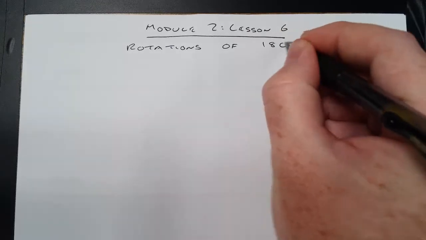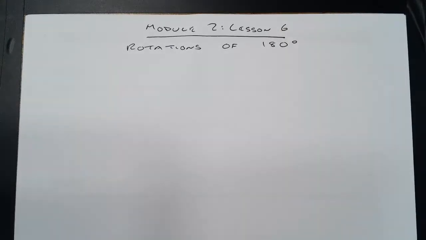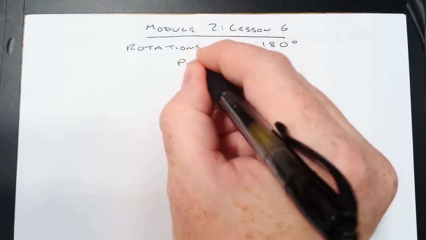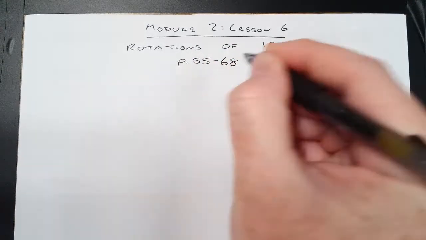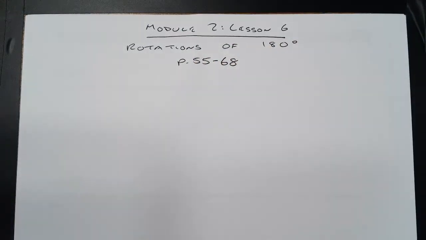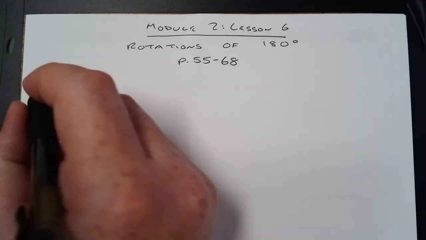Rotations of 180 degrees. So you will need pages 55 through 68 of your book, plus your transparency tools in order to do your rotations. And there's going to be a lot of exploration activities today, so make sure you're following close attention, being precise in your decisions, being exact in what you do, following along carefully, watching what I do so that you can do it yourself later. Because we're talking about rotations and we're going to explore some properties of 180-degree rotations.